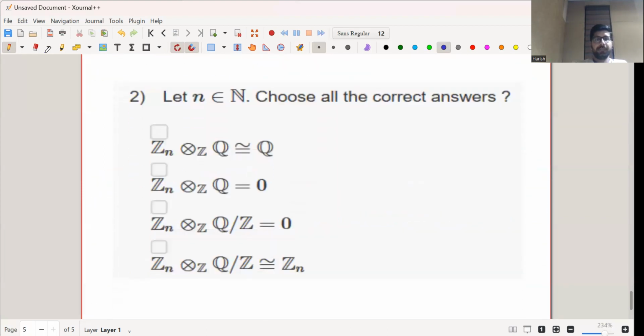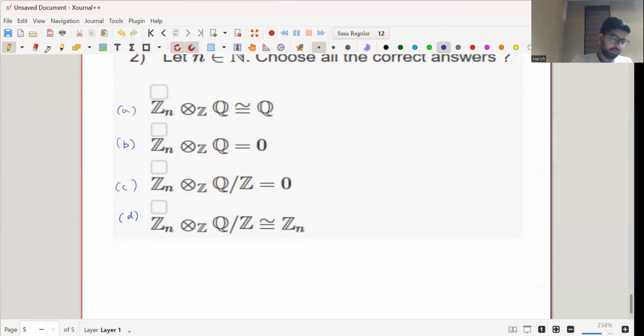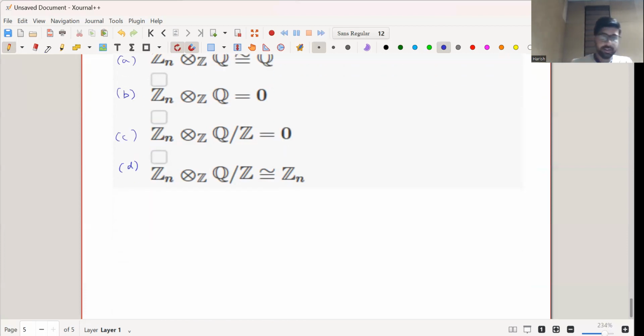So now we want to show that the first and second options are just you have to find Zn tensor with Q, and C and D can be handled at one time. Zn tensor Q modulo Z is either 0 or Zn, so one of them will be correct and one of them will be incorrect. So let's first see A and B together. That is, let's see what is Zn tensor Z.